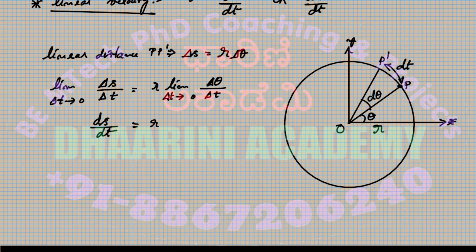Similarly, r is a constant. Limit delta theta by delta t is d theta by dt. So we know that ds by dt is the linear velocity, r is the radius, and d theta by dt is omega. So we can relate the linear velocity to the angular velocity by using this equation.